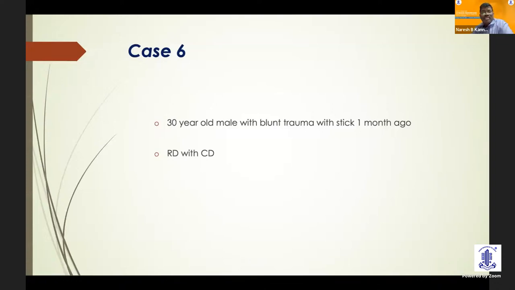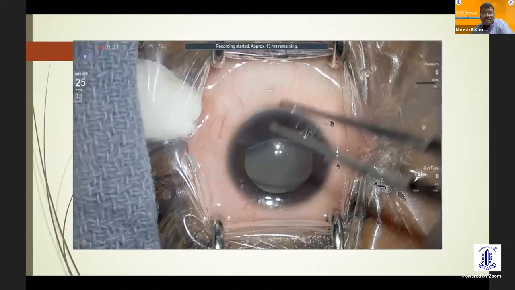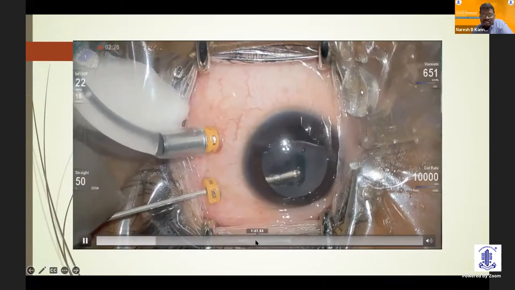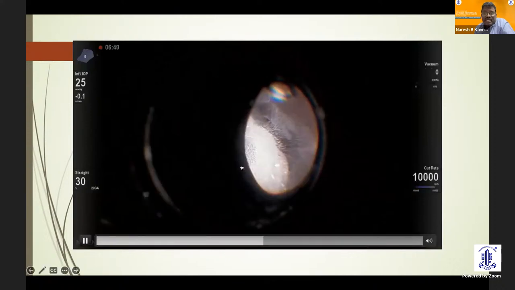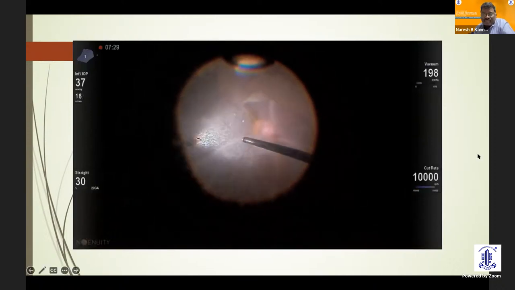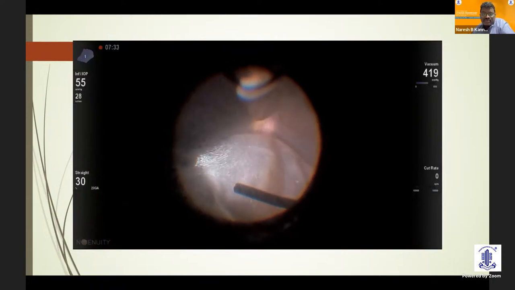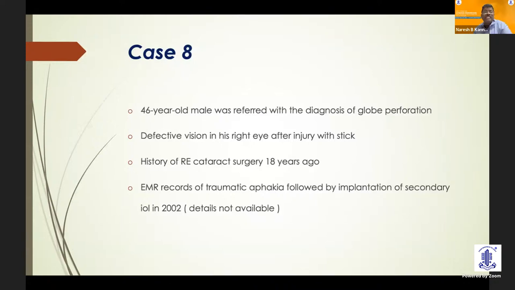This is another important case which I would like to share. This patient underwent a firecracker injury, and he underwent scleral tear repair with a complicated lens. So in this case, along with the vitreous hemorrhage, the patient had a retinal detachment also. So we have not only vitreous hemorrhage, we get a complete spectrum of damage to the eye, in most of these cases.